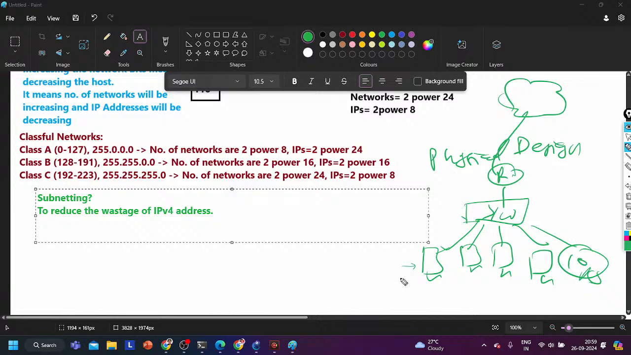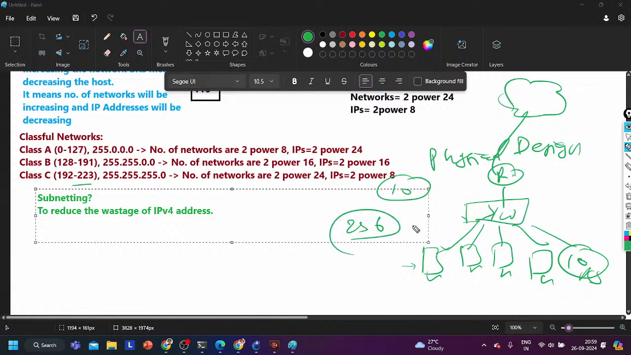So the first thing is which subnet we will use here. Which subnet we will use over here. So guys, I need what? 10 IP addresses. If I use a subnet from class C, then I will get 256 IP addresses.